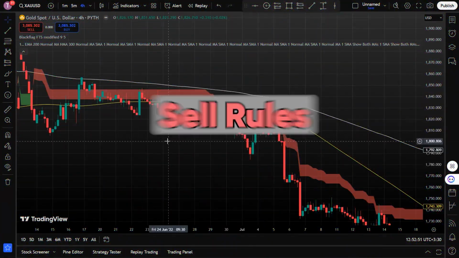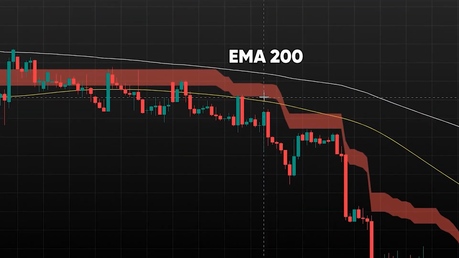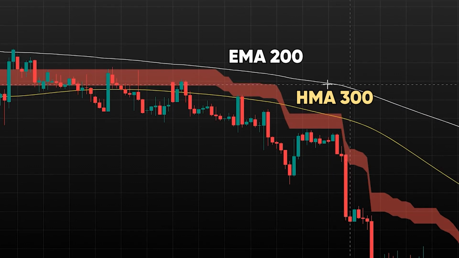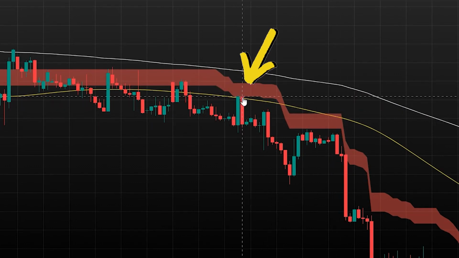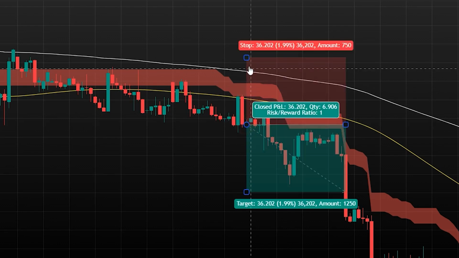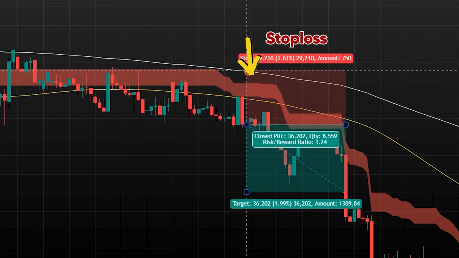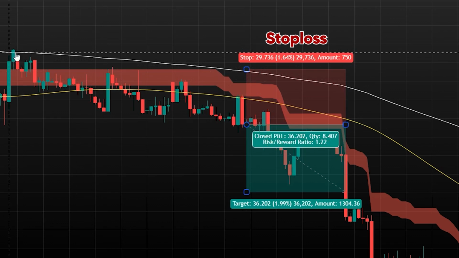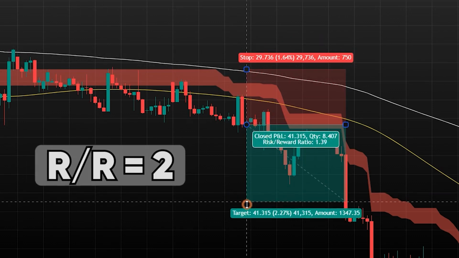Sell rules. The price must be below the EMA 200 and HMA 300. When the price touches the red FDS band and closes a candle below it, enter a sell trade. Set your stop loss above the red FDS band or the last swing high. Take profit should be twice your stop loss.